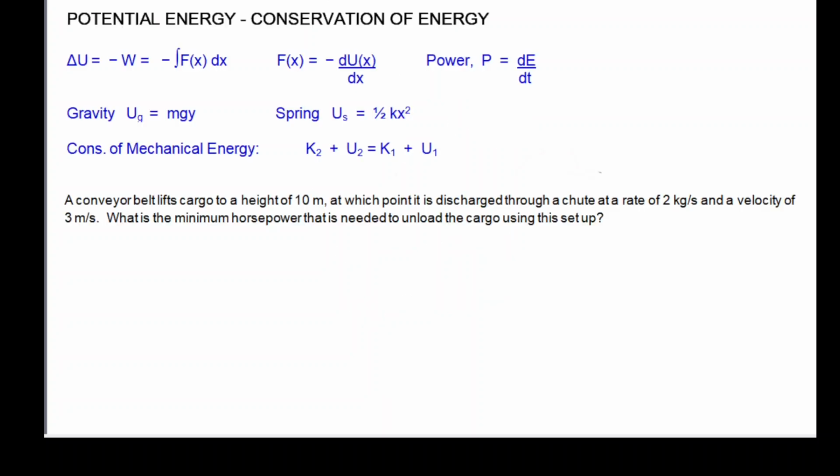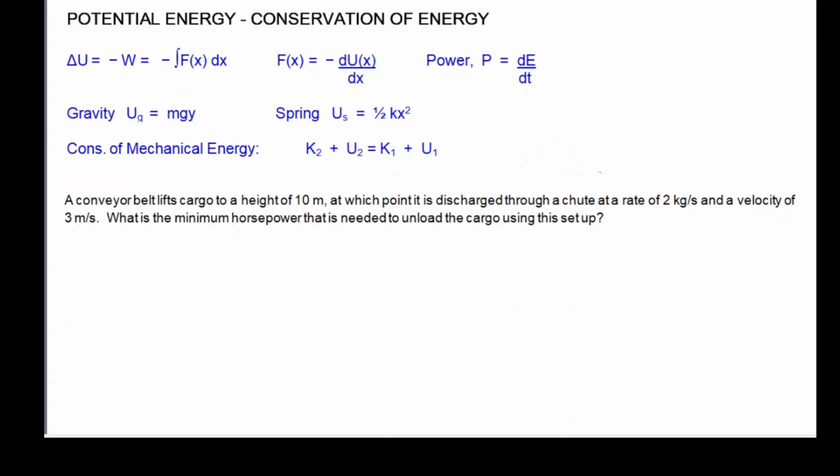Let's do a problem related to power. A conveyor belt lifts cargo to a height of 10 meters, at which point it is discharged through a chute at a rate of 2 kilograms per second and a velocity of 3 meters per second. What is the minimum horsepower that is needed to unload the cargo using this setup?